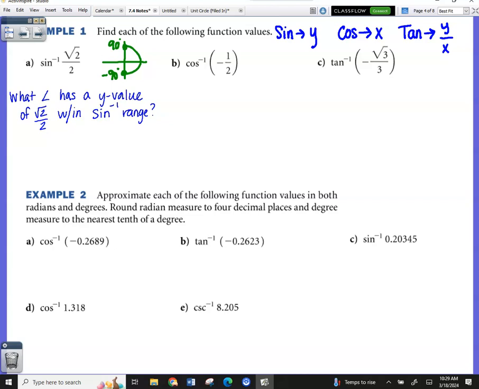Now, we've already answered it. We said it was, answer that here. Sine inverse of root 2 over 2 is pi over 4, or what is that in degrees? 45. Or 45 degrees.